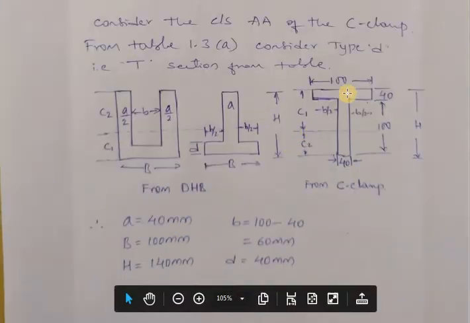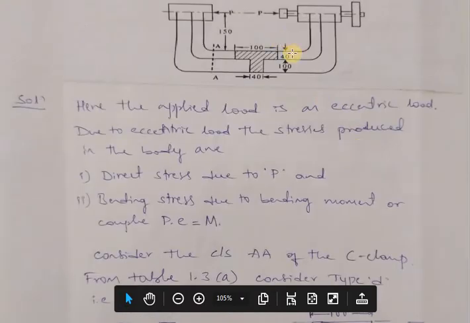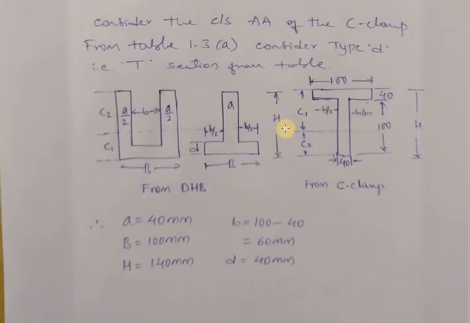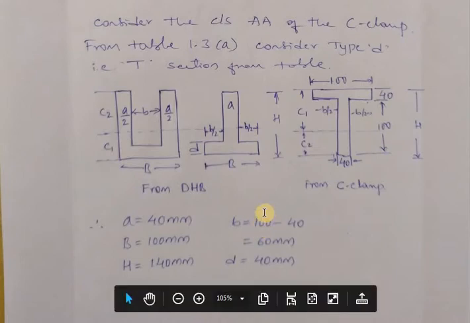Next, capital H. The total height is 100 plus 40, as you can see in the figure. And small b is equal to capital B minus small a. Capital B is 100 mm and small a is 40 mm, so small b will become 60 mm.